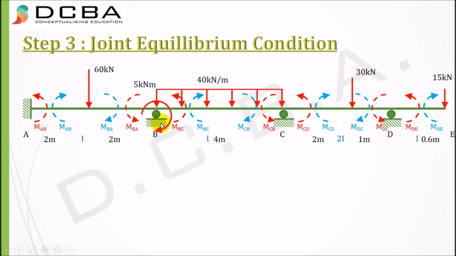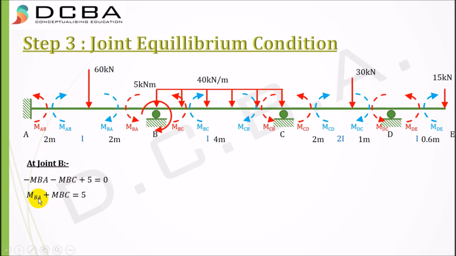So let us take joint B. At joint B, minus MBA minus MBC plus 5 equal to 0. You got how I wrote this equation, right? Minus MBA because it is an anti-clockwise forced moment, minus MBC because again it's an anti-clockwise forced moment, and plus 5 because it is a clockwise forced moment. This is a force that is acting on the joint B, and it is equal to 0.